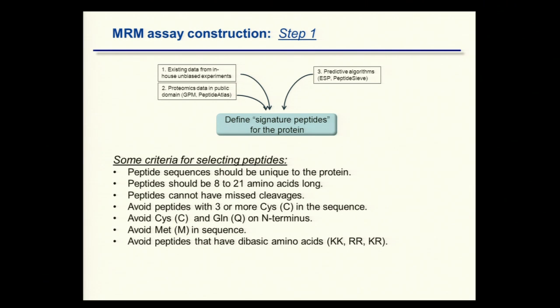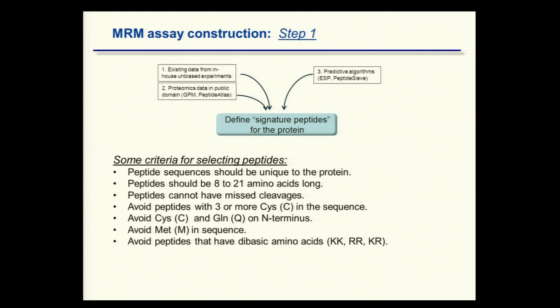So the first step of the process is defining the signature peptides. The first approach we take is to use our experimental data. If we have any data that exists in-house, of course, we use that for the particular protein of interest to select peptides for the quantitative assay. Or if none exist, we always use any data that's available in public repositories. We sometimes supplement this with predictive algorithms. Or if the experimental data does not exist at all, we just have to use the predictive algorithms to pick these peptides. And some of the criteria for selecting these peptides are listed here.